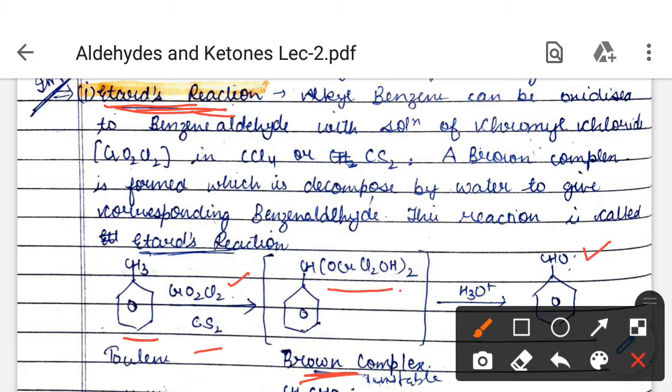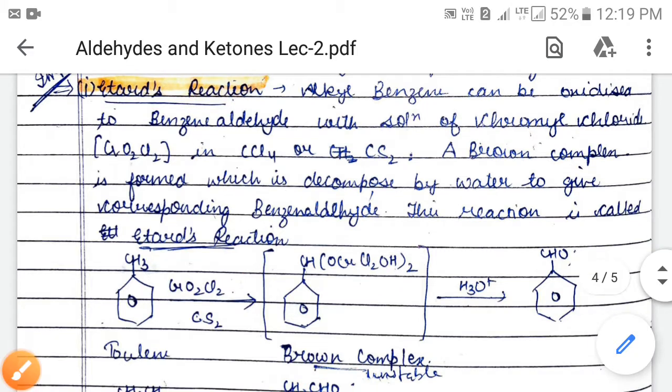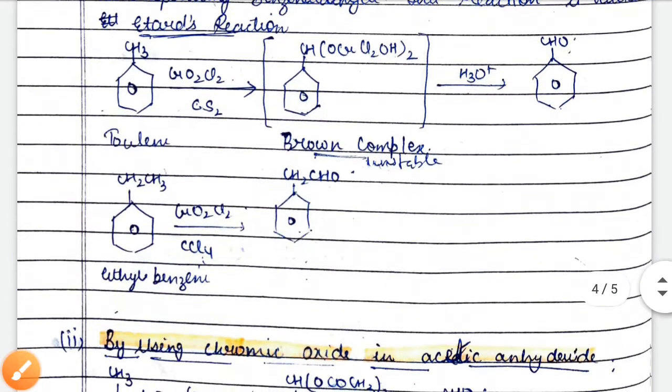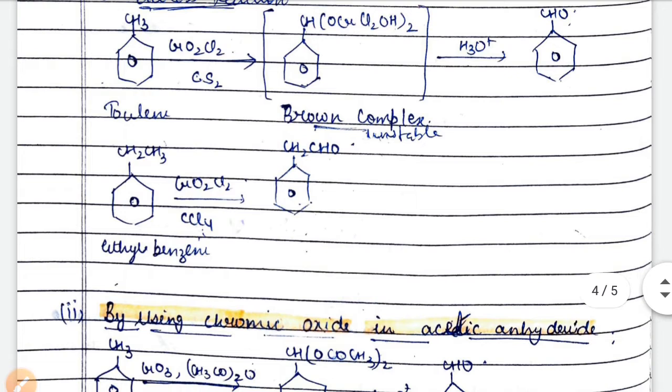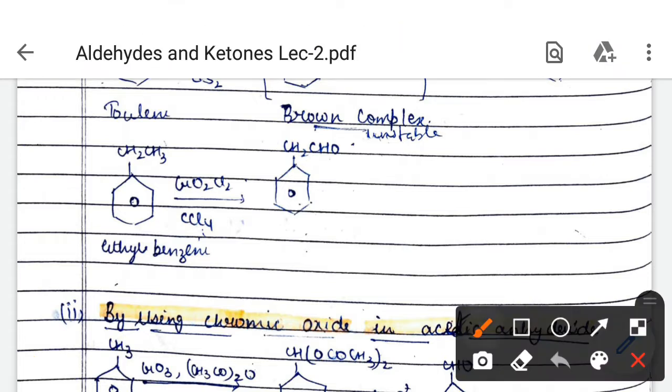To control the reaction at the aldehyde stage. So this is another example in which ethylbenzene is oxidized to the CH2CHO group. In this, the reagent is not KMnO4 or potassium dichromate. Therefore, the alkyl group is not reduced to only one carbon, that is the COOH group. Here the two carbons are present in the side chain.